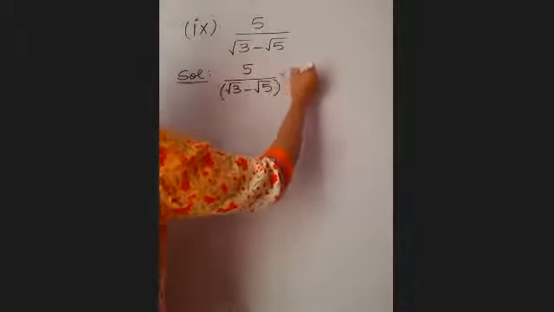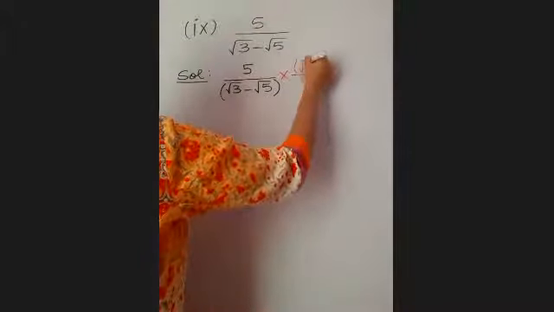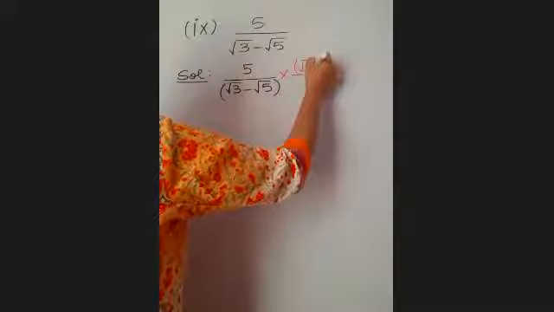So we'll multiply and divide by root 3 plus root 5. Very good. Root 3 plus root 5.